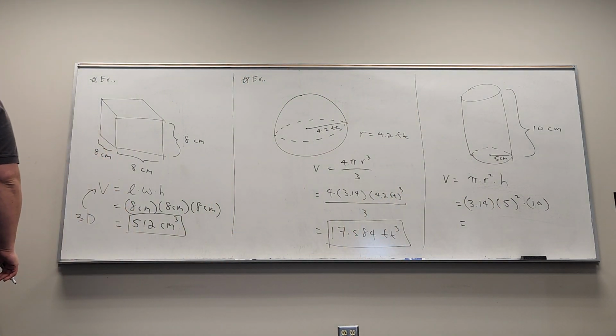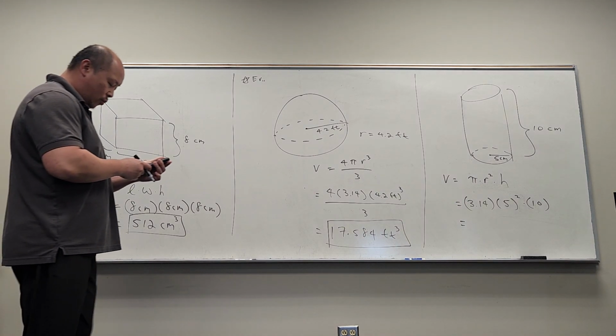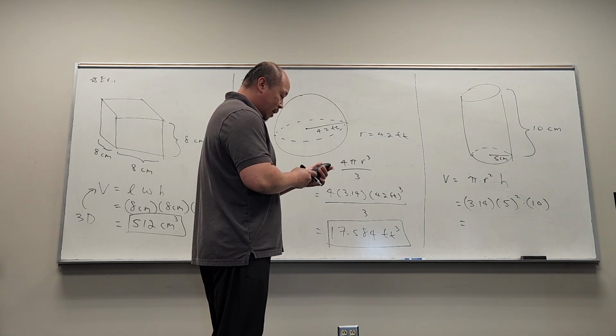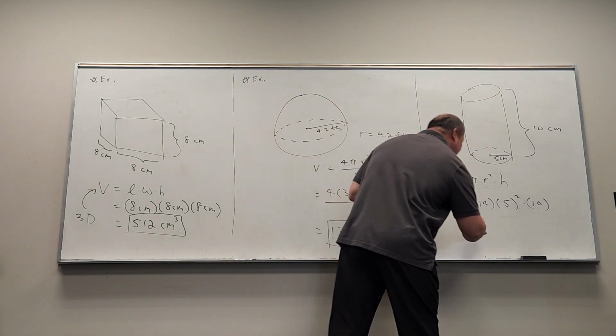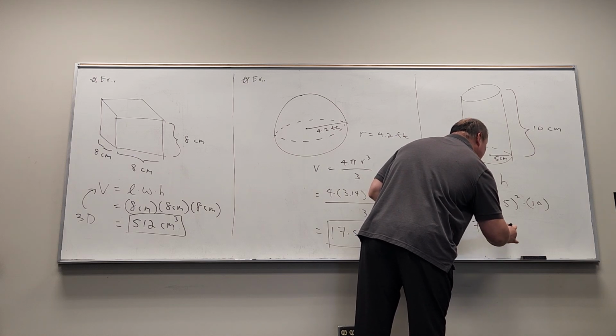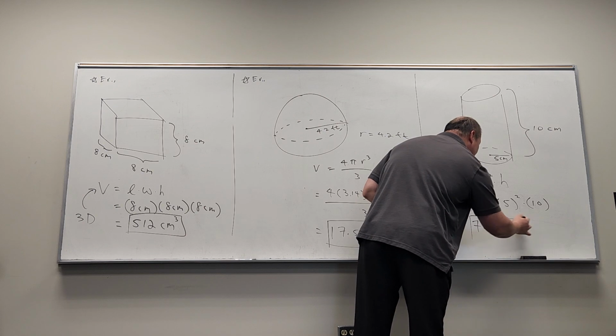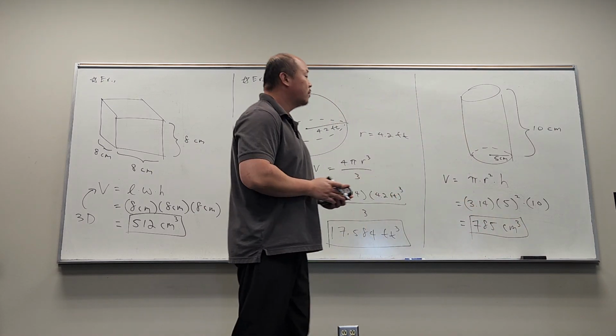And once again, just put everything in the calculator. Just put 3.14 times 5 times 5 times 10. And I have 785 cubic centimeters, because that's the volume, right? Understand?